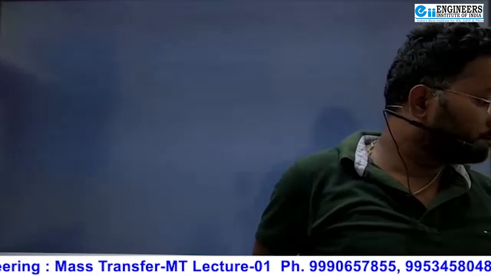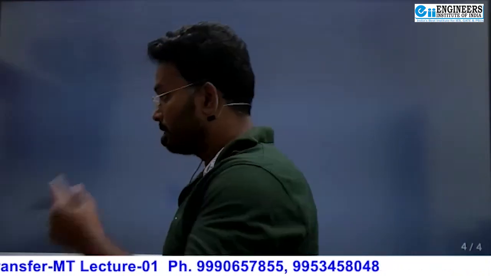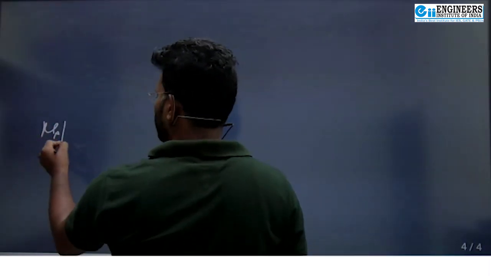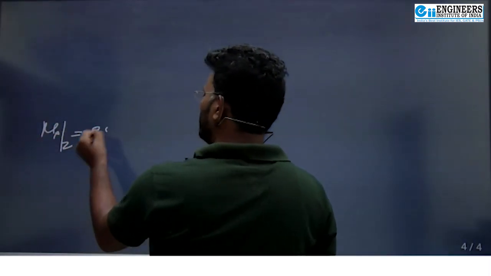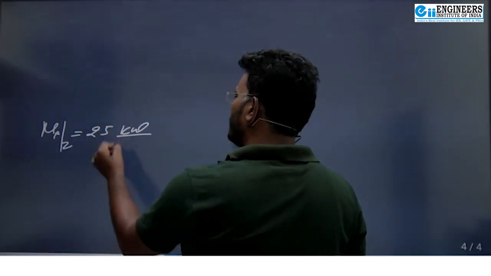Is this clear? Now, if you want to find out, you can also think in this way. If you know the total flux N_A at any given point, at any given z, is found to be, let's say, 25 kilomole per meter square per second.